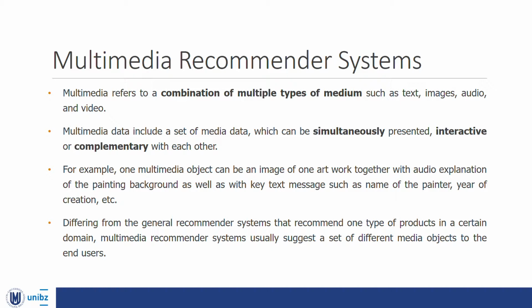This is a bit different from the general recommender system. Usually, general recommender systems only recommend one type of product in one domain. For example, a movie recommender system only recommends movies. For multimedia recommender systems, they usually suggest a set of different media objects to the user.